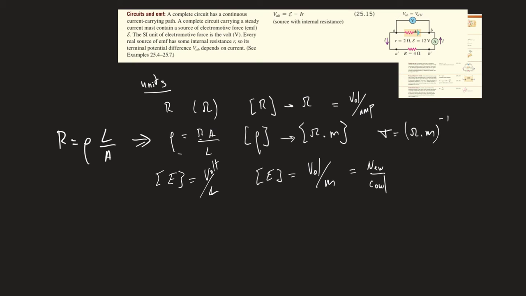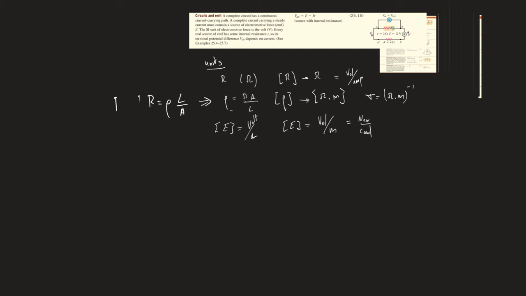Now we are going to visualize what it means to have a current in a circuit, in a loop circuit, in a closed circuit. Imagine that you have a closed circuit like this.